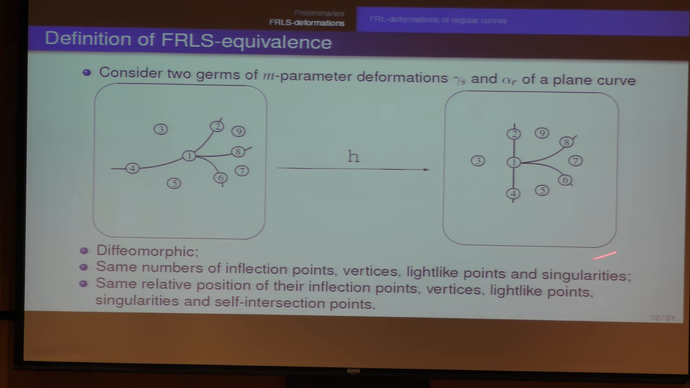And we consider also the parameter space of alpha r endowed with another stratification with the same properties. Okay? Then we say that these two deformations are FRLS equivalent if there exists a germ of homeomorphism from the parameter space of gamma s to the parameter space of alpha r, such that for each s, the curves gamma s and alpha h(s) have these three properties. Okay? Basically, FRLS equivalence means that the instantaneous configuration of these two curves, gamma s and alpha h(s), is the same, including their inflection points, vertices, light-like points, singularities, self-intersection points, and also their caustics. Okay?